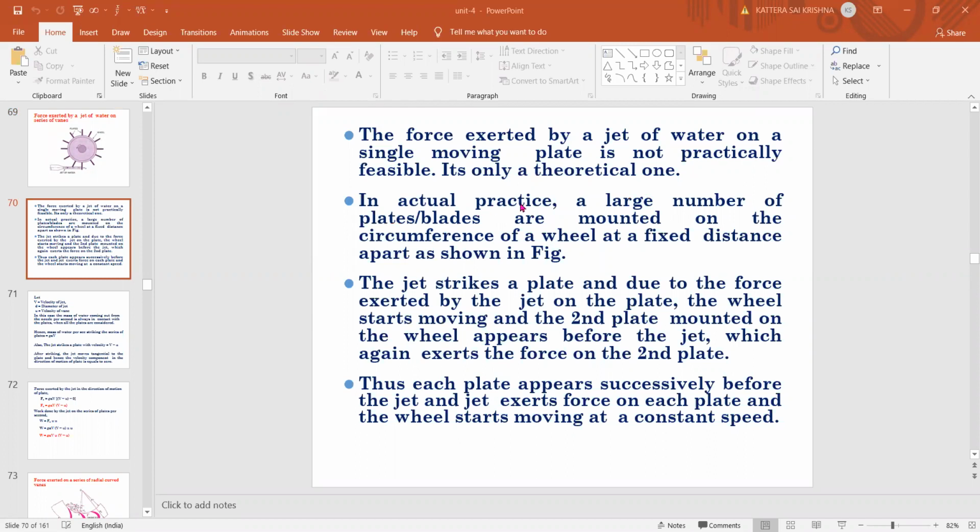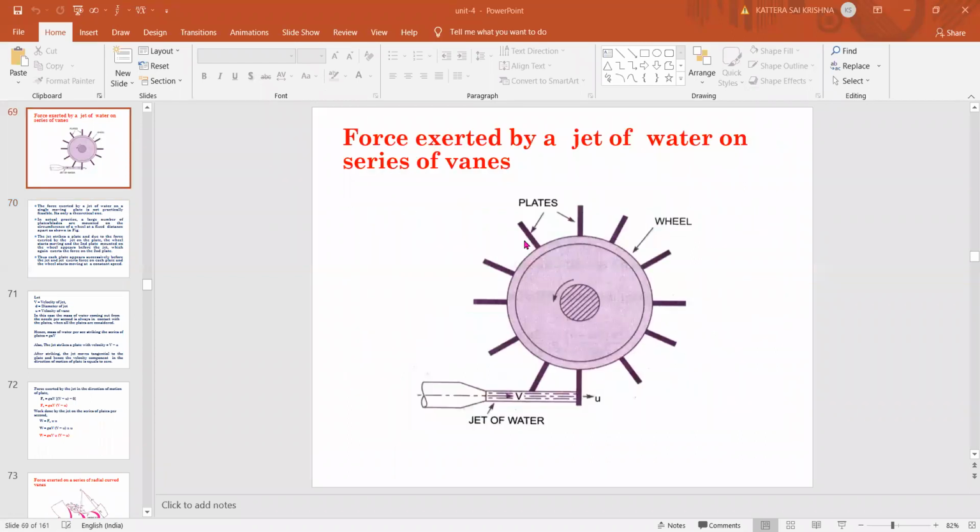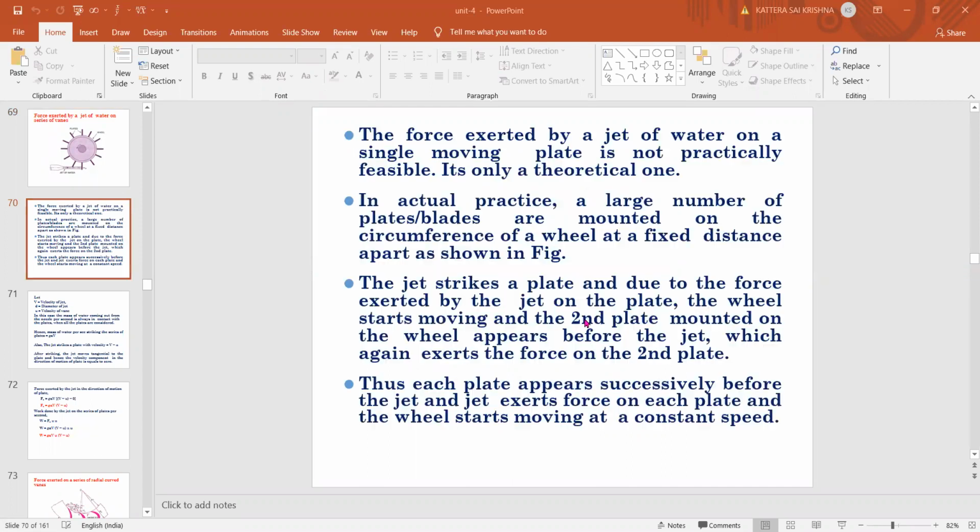So what happens here in actual practice: a large number of blades are mounted on the circumference of the wheel at a fixed distance apart, as shown in the figure like this. So many blades will be fixed on the wheel at an equal distance. The jet strikes a plate, and due to the force exerted by the jet on the plate, the wheel starts moving, and the second plate mounted on the wheel appears before the jet, which again exerts force on the second plate. Nothing but continuously the jet will exert force on each and every plate, one after the other.